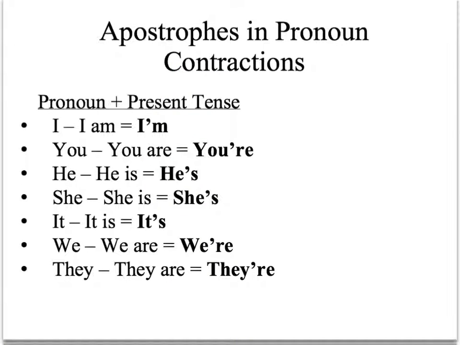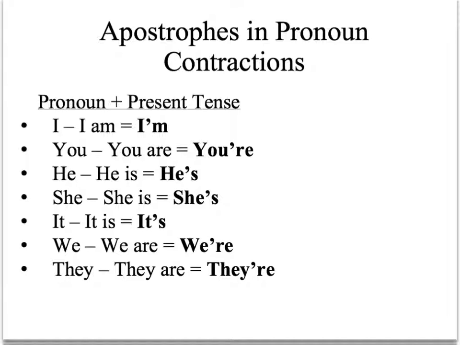Now, apostrophes in pronoun contractions. This is where you take a pronoun and a verb of being, and put them together. And you can use them in different tenses, and I'm going to explain present tense and future tense as well as a kind of conditional tense.